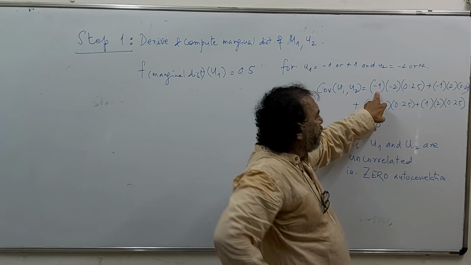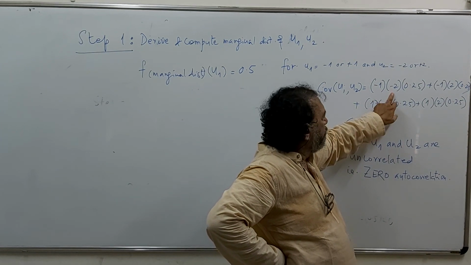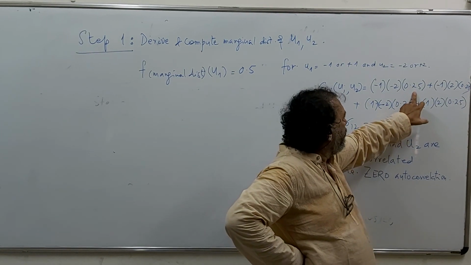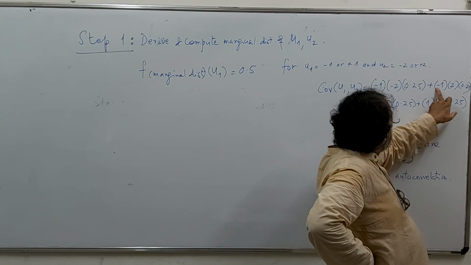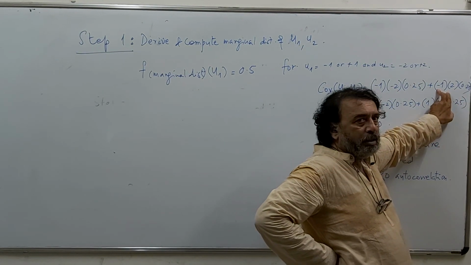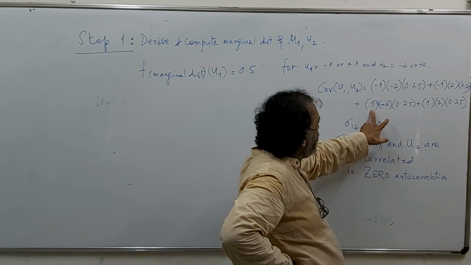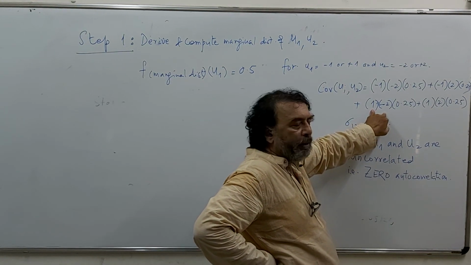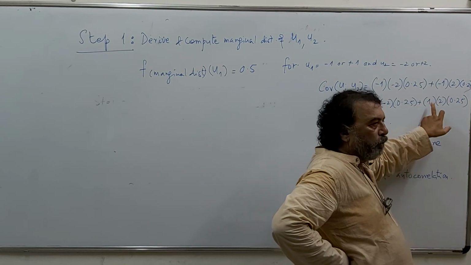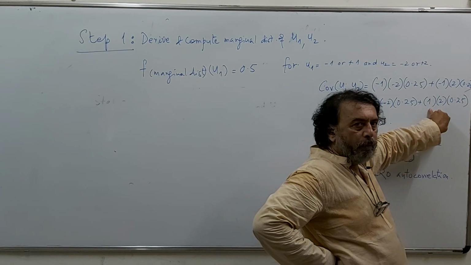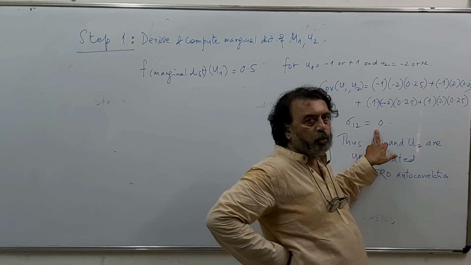u1 takes -1 as a value, u2 takes -2 as a value. They occur jointly, therefore their product is multiplied by their joint probability 0.25. So -1 into -2 into 0.25. But when u1 takes value -1, u2 can take value not -2 but +2. So again take this product multiplied by its probability. Similarly, when u1 takes +1 and u2 takes -2, this pair has a probability of 0.25. And u1 taking value 1, u2 taking value 2, multiplied by these two values occurring simultaneously, 0.25.